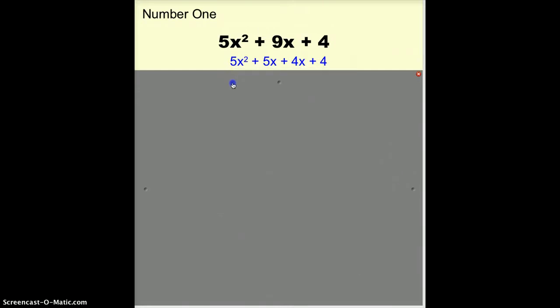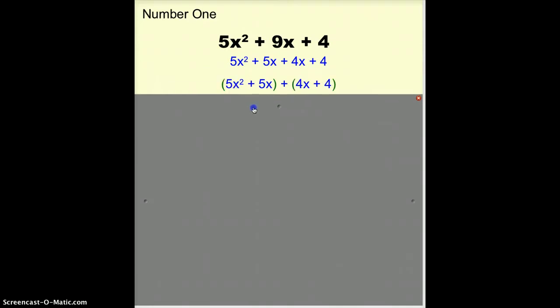Okay. You should have first found the factors of 20, because 5 times 4 is 20, and we need to know what multiplies to 20 but adds to 9. 5 and 4 make this true. So we break this up into 5x squared plus 5x plus 4x plus 4. You may have put 4 and 5 in a different order, but it shouldn't matter in the end.